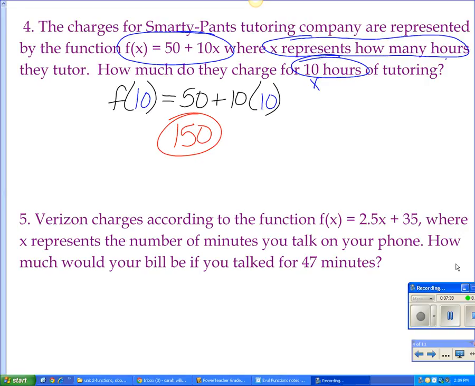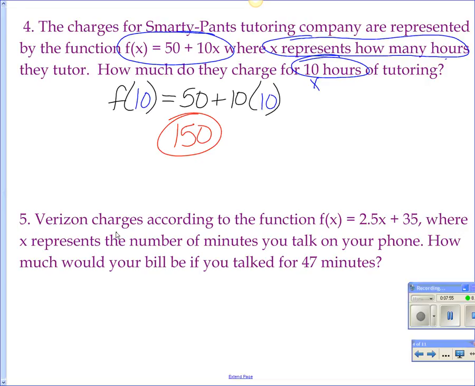Where X represents the number of minutes you talk on your phone. How much would your bill be if you talked 47 minutes? Good. Jacob King, tell me one thing to circle. Good. X represents the number of minutes. So we're going to circle all of that. Good job, Jacob King. X represents the number of minutes.